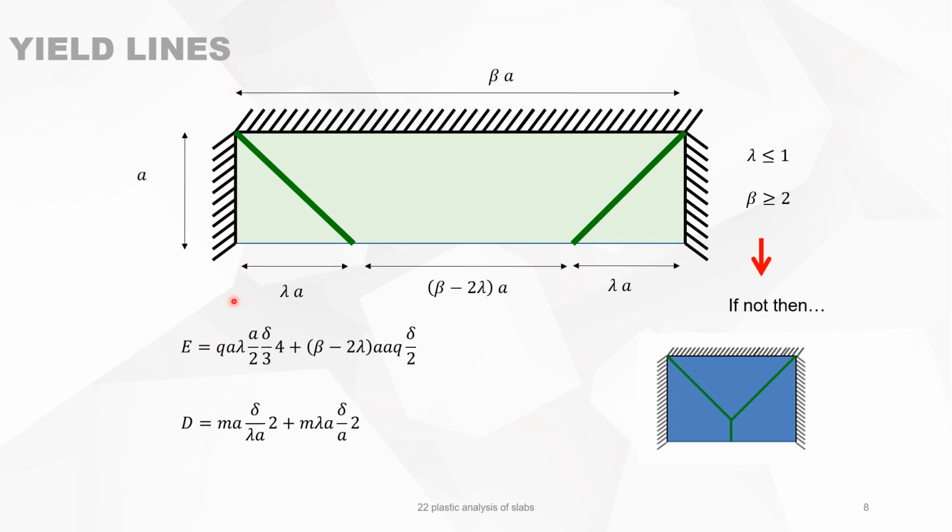And D is the bending moment M projected to this axis of rotation, so it's M times A, and then the rotation angle is delta divided by the maximum distance, lambda A. And we got this at this and at this side, so there's 2, and then we have the yield line projected to this axis of rotation, so it's again M times lambda A times delta divided by A, because now this is the maximum distance for the rotation around this axis.